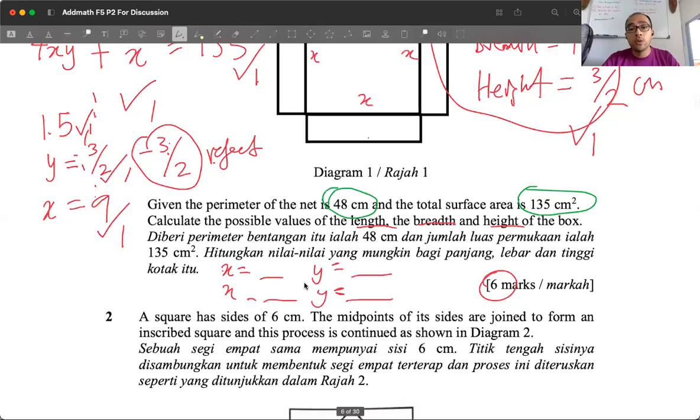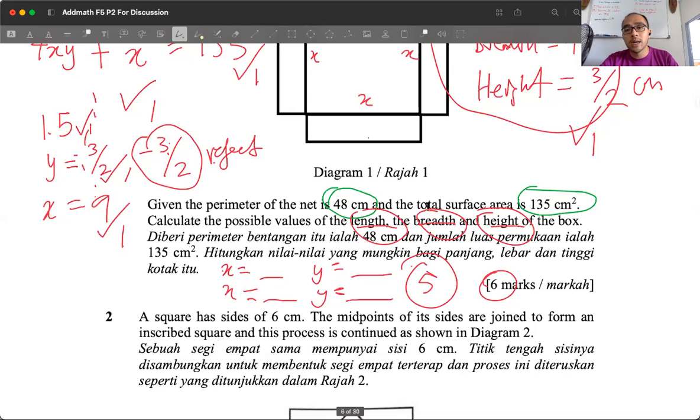Okay, if you do until here, unfortunately you only get 5 marks. Okay, because question is very specific. Calculate the possible values of the length, breadth, and height. So your final answer, no matter what, must answer the question. Dia bukan suruh kamu cari nilai X dan Y. This is automatic lah. Means you just do without any brains. You just automatically X equals to this one, Y equals to this one. Because balik-balik kita sudah buat begini.